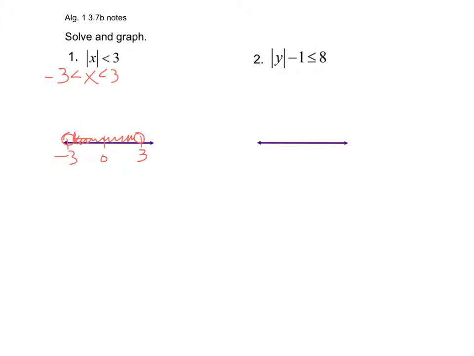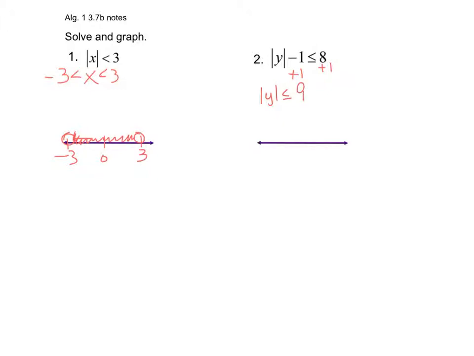Number 2, we have the absolute value of y minus 1 less than or equal to 8. Our rules are that we first have to isolate that absolute value. So before I set up my two possible outcomes, I'm going to manipulate this inequality algebraically by adding 1 to both sides. And now I've got the absolute value of y less than or equal to 9.